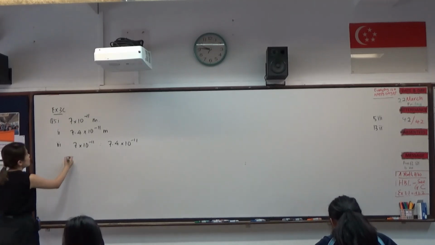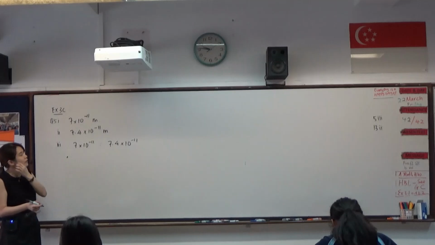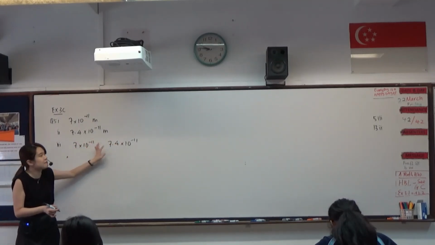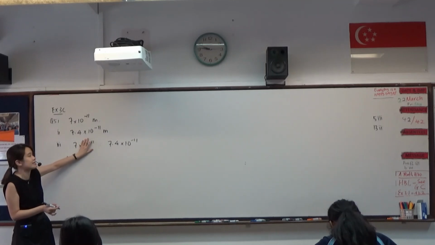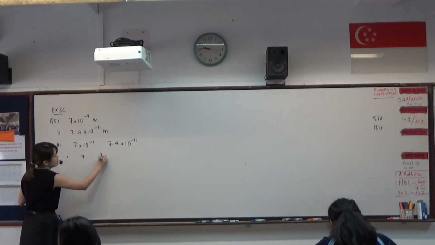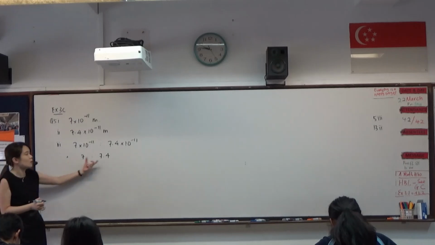Okay, so therefore, because both of them are times 10 to the power negative 11, whenever we're simplifying a ratio, we divide both sides by the same value. So I can divide away 10 to the power negative 11. In other words, it can simplify to 7 is to 7.4. But this is not an acceptable ratio because ratios must be whole numbers.